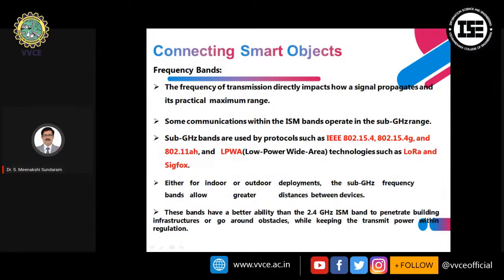Sub-gigahertz bands, which include IEEE 802.15.4g, 4h, and low power wide area technologies such as LoRa and Sigfox. So these are the LoRa and Sigfox recently.